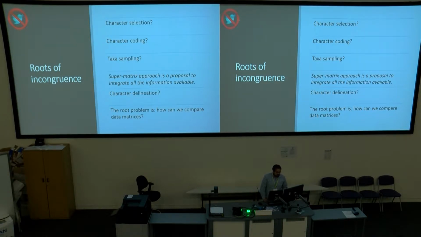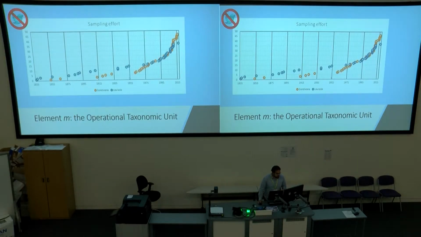And the thing is, so far there is no way to compare the characters in one data set with the characters in the other data set, because usually they are formulated differently, and sometimes you're not sure if one character is actually conveying the same information as another character. So I started to dissect the data matrix that I got. First are the operational taxonomic units. The first thing I looked at was whether there was any sampling bias.